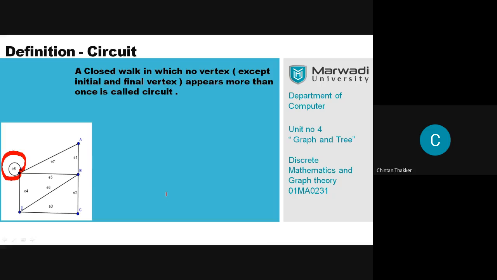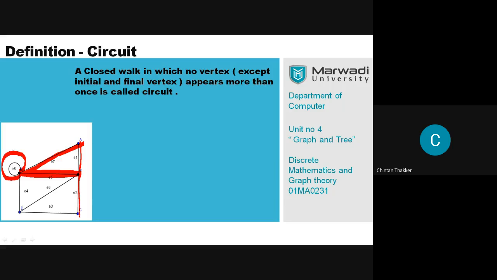Here, this one starts with E and ends with E, with an edge E8. So E8 E is a circuit with length 1 because there is one edge. Another circuit we have is A, E1, B, E5, E, then E7, A. Okay, this is a circuit from A to A with length 3. Here we have 3 edges, so it has a length 3.